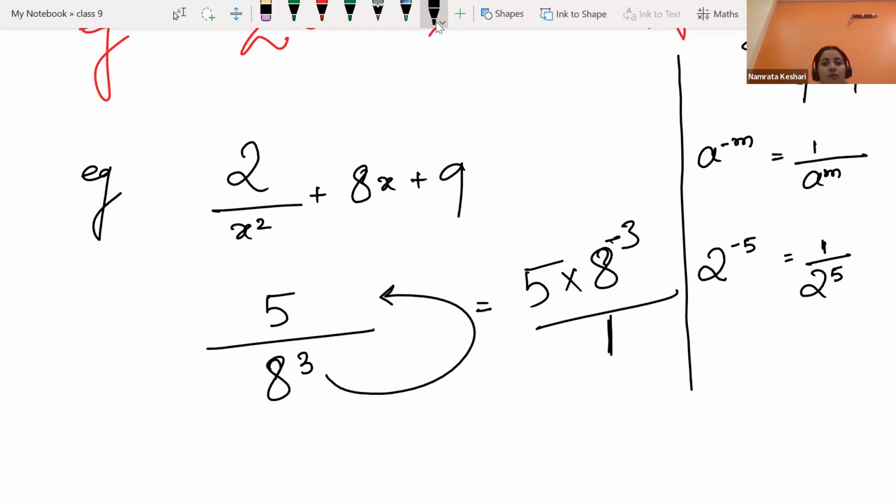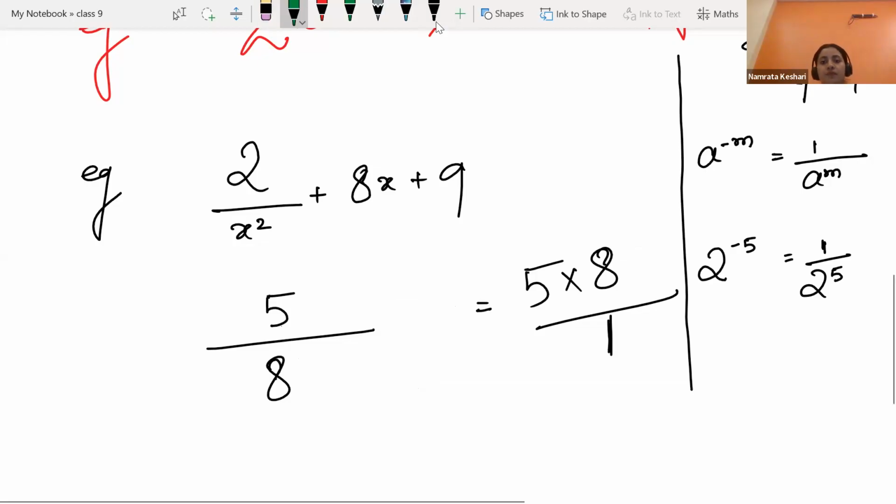Getting it, Naisha? Yes, ma'am. So whenever you switch the place of any number, suppose 8 cube is not there, just 8 is there, and you want to bring it to the numerator. Again, is that allowed? Yeah. Only the exponent will reverse its sign. That time the exponent is positive 1, and this time it will be -1. Making sense? Yes, ma'am.